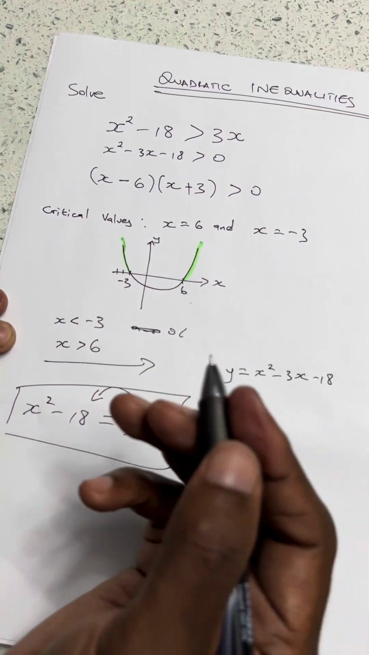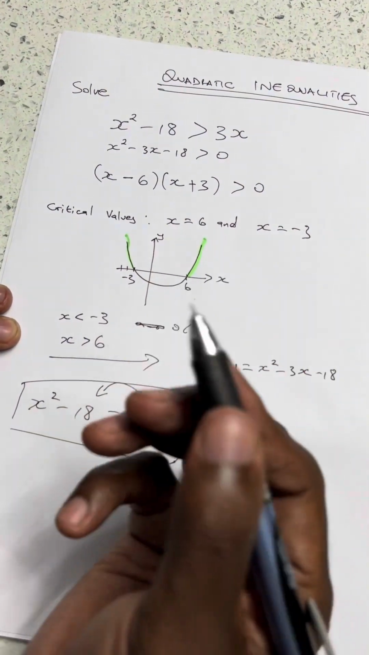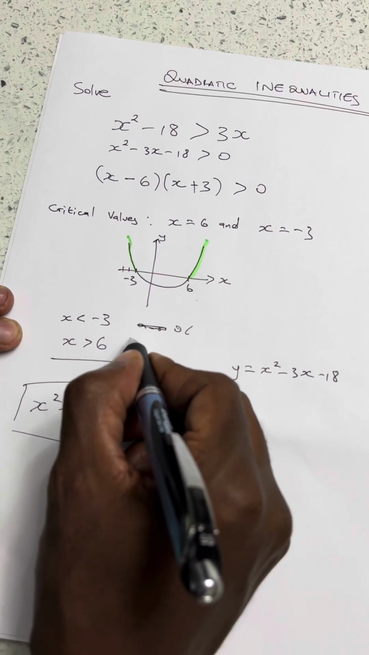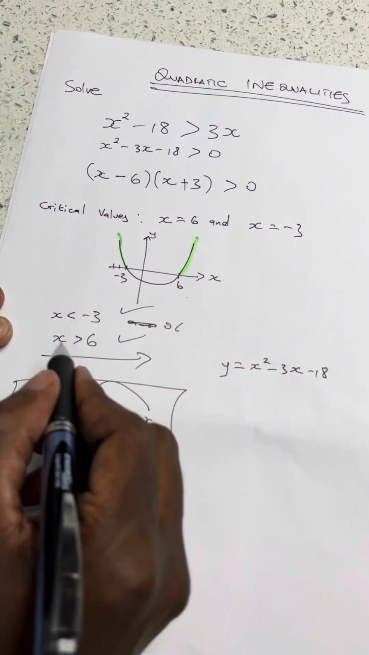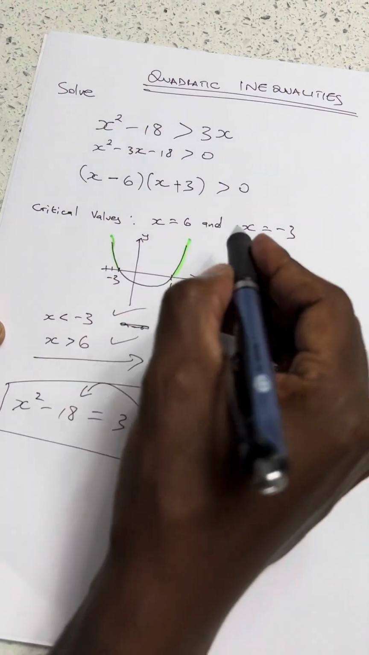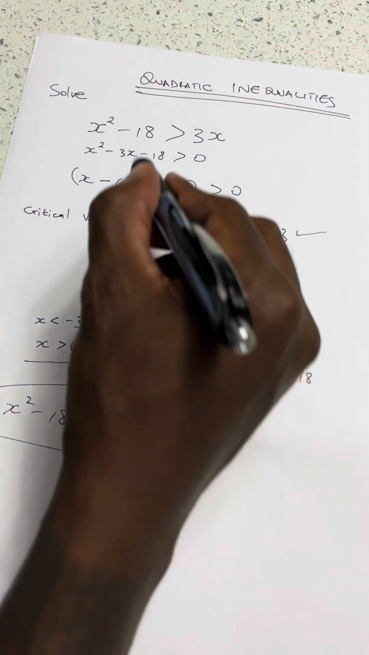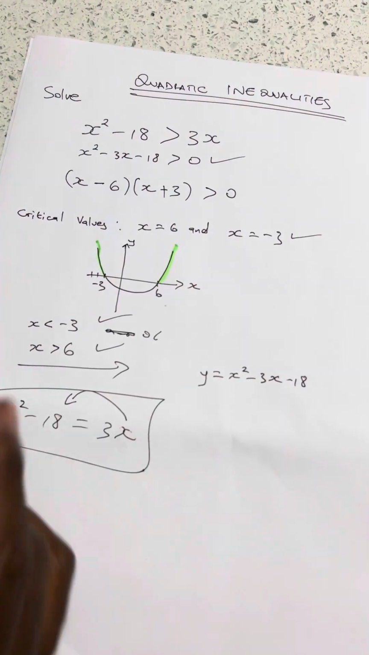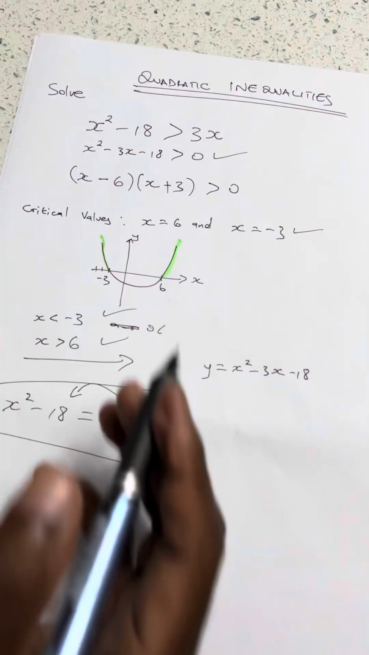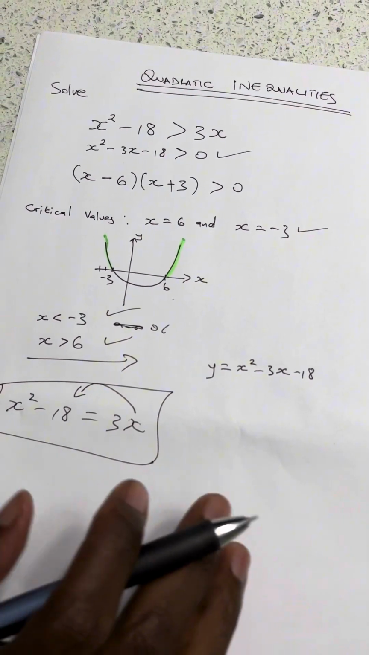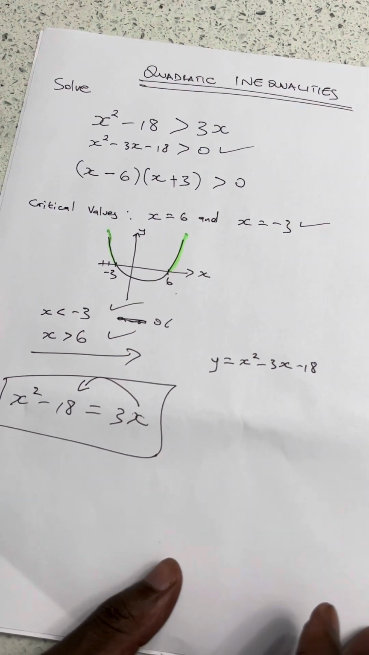So when x is greater than 6, x squared minus 3x minus 18 will be greater than 0. This generally is a 4 marks question in an exam. You'll get your 2 marks for your 2 answers, a mark for the critical values, and maybe a mark for sorting out the quadratic inequality. This is how you solve a quadratic inequality problem in an exam.